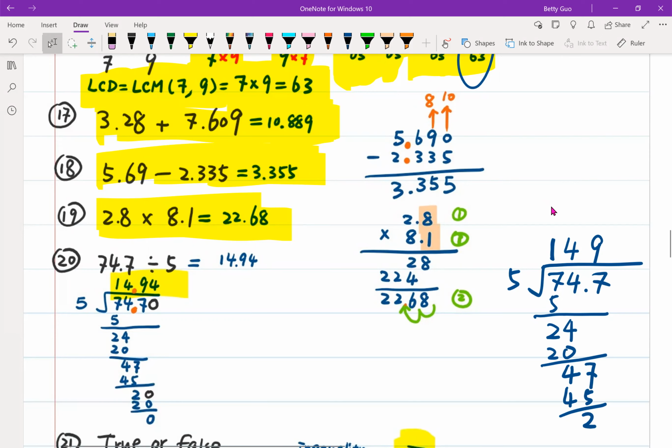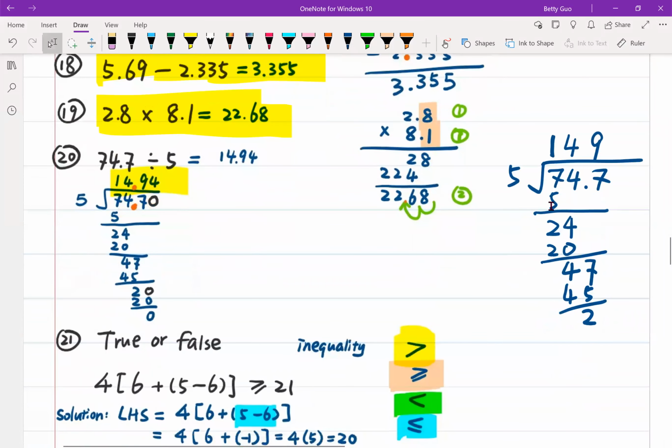So we need to bring down another digit because we want to divide it completely. We actually have no digit in the dividend anymore. But look at the dividend, 74.7. We could put a 0 here without changing the value of the decimal. Then we can bring down the 0 when we need it. 5 goes into 20 4 times. Now we have the remainder 0. You divide completely when the remainder is 0.